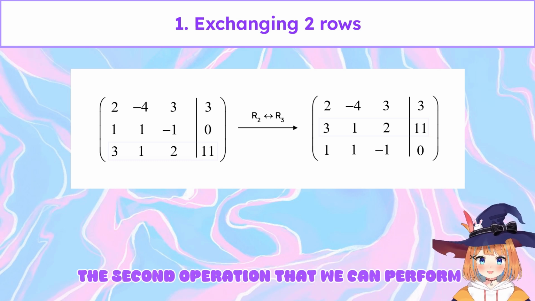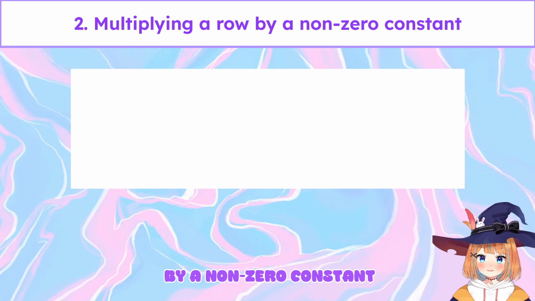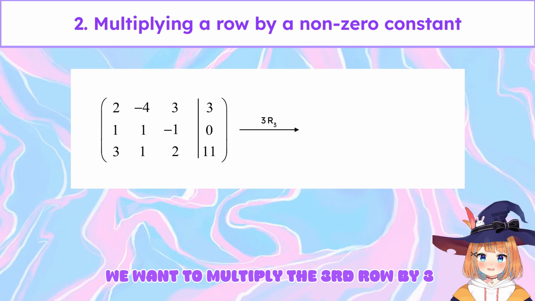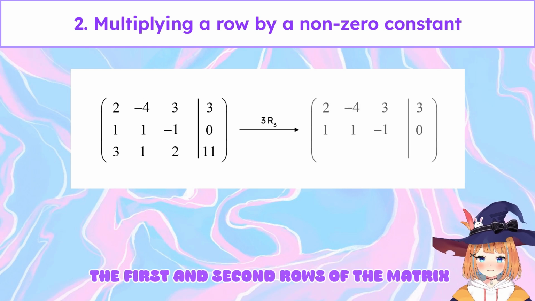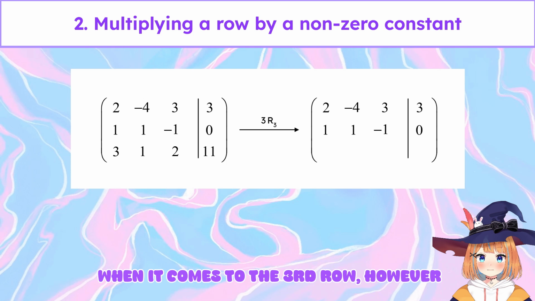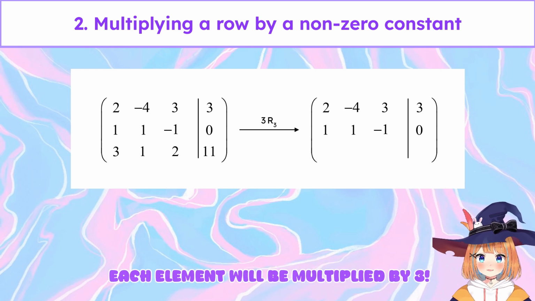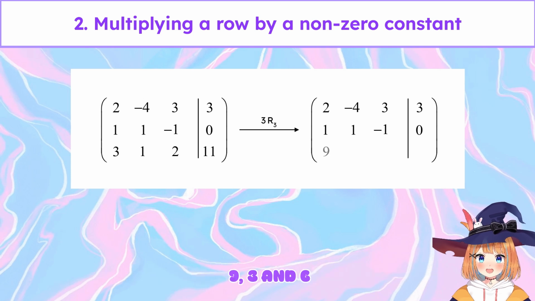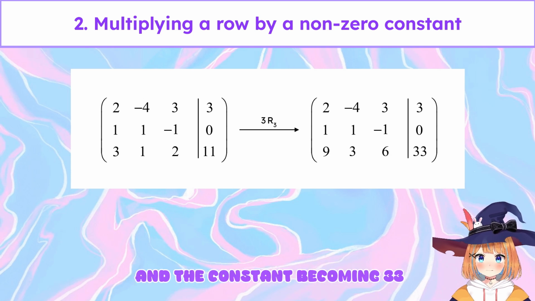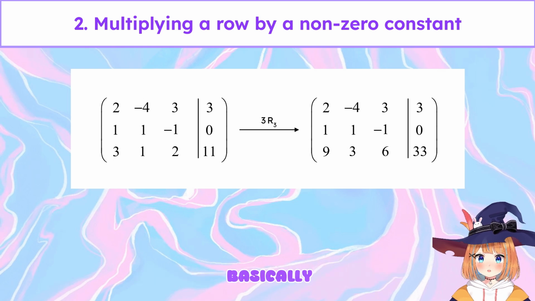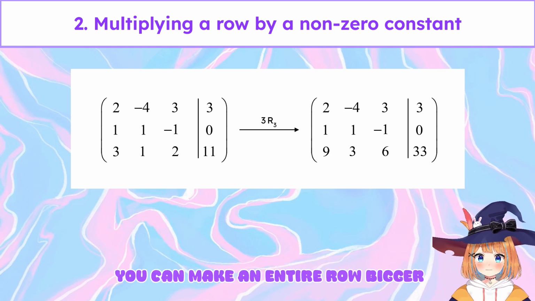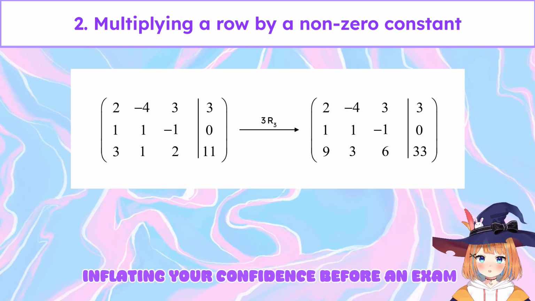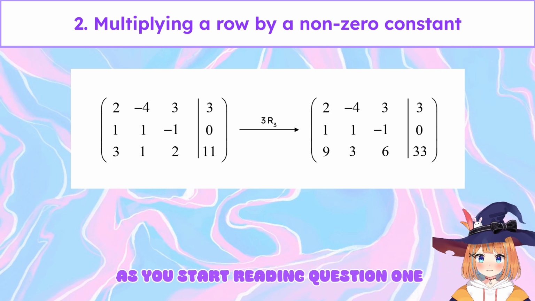The second operation that we can perform is multiplying a row by a non-zero constant. In the given augmented matrix, we want to multiply the third row by 3. The first and second rows of the matrix do not change. When it comes to the third row, however, each element will be multiplied by 3. This results in the coefficients becoming 9, 3, and 6, and the constant becoming 33. Basically, you can make an entire row bigger or smaller. Kinda like inflating your confidence before an exam, and then watching it deflate as you start reading question 1.